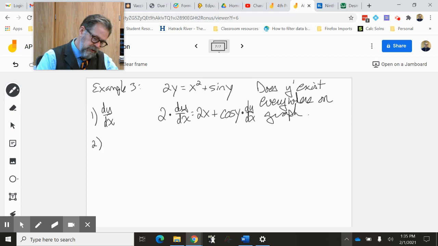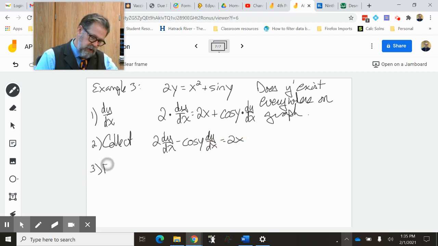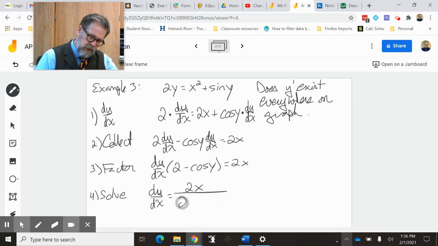All right, step two, collect. I want all the dy dx's on one side. So I've got 2 dy dx minus cosine y dy dx equals 2x. Step three is to factor out the dy dx's. So I've got dy dx times (2 minus cosine of y) equals 2x. And step four is to solve. The derivative of y with respect to x is 2x divided by 2 minus cosine y.